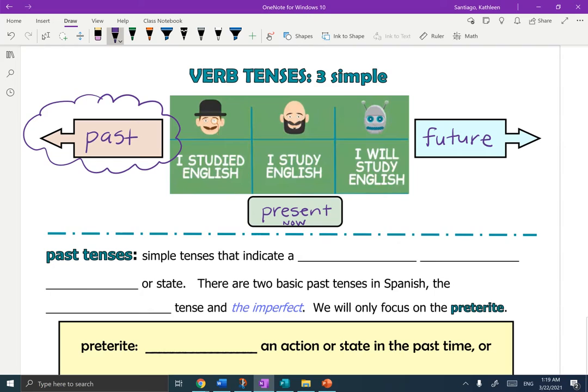Well, they are simple tenses that indicate what's called a past time action or state. There are two, I'm going to underline that. There are two basic past tenses in Spanish. The preterite, or in Spanish, pretérito, the preterite tense, and the imperfect. But now we will only be focusing on the preterite tense. I'm going to put a bubble around that.